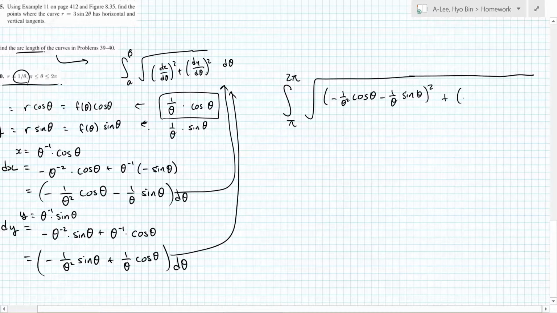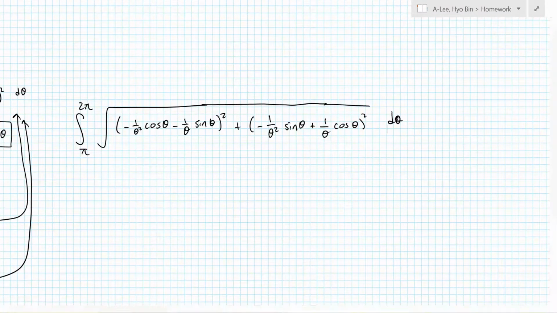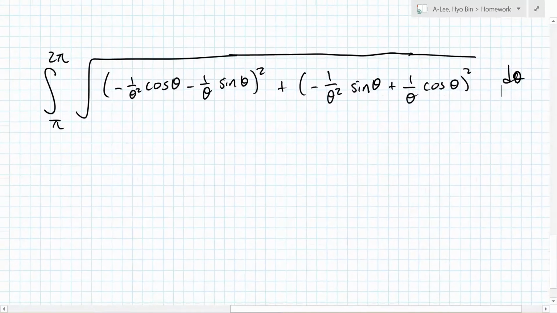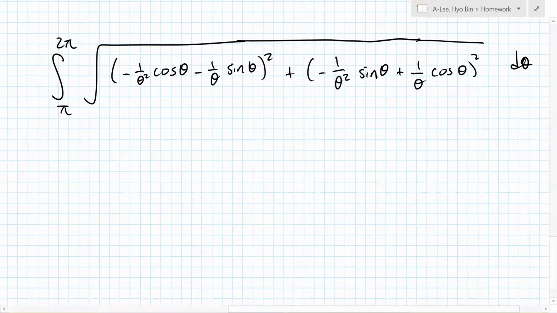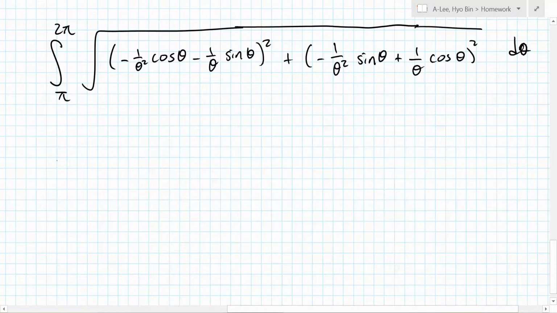Then I'll put in my dy, which is negative 1 over theta squared sine theta plus 1 over theta cosine theta, squared, dθ. So that's the integral that we want to integrate, and it's not very pretty in my opinion, but I'll give it a try.